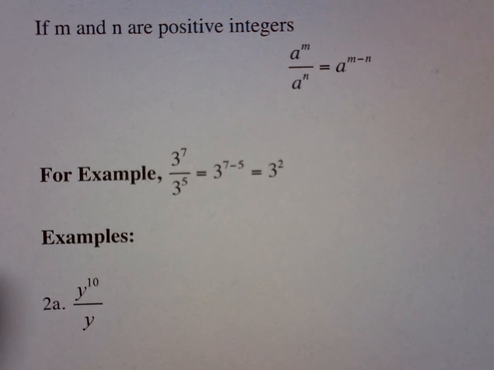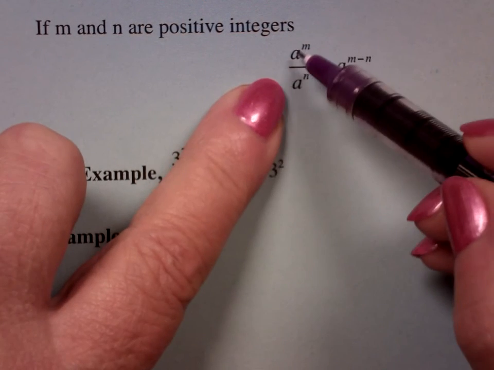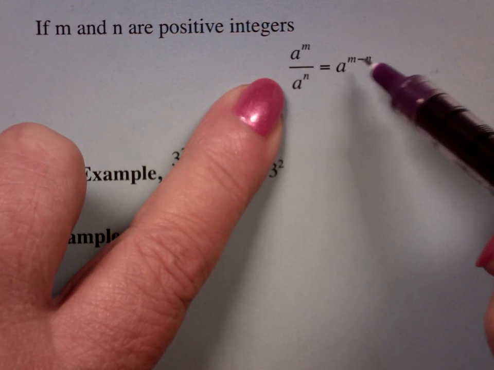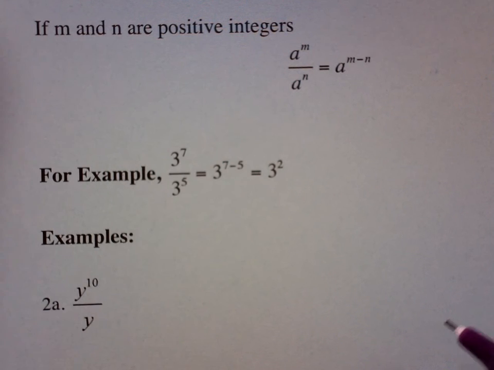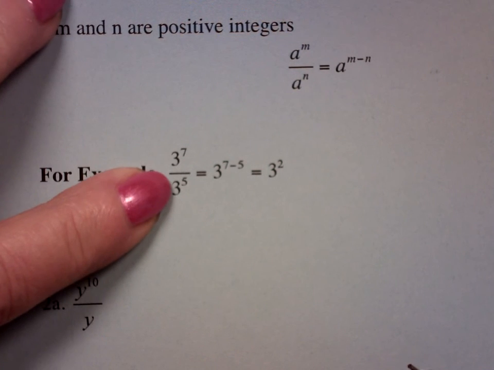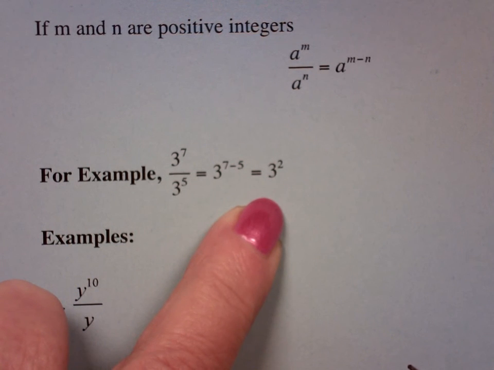Now, this is the quotient rule for exponents. That says that a to the m divided by a to the n is a to the m subtract n. So if I have 3 to the 7 divided by 3 to the 5, it's 3 to the 7 minus 5, or 3 squared.